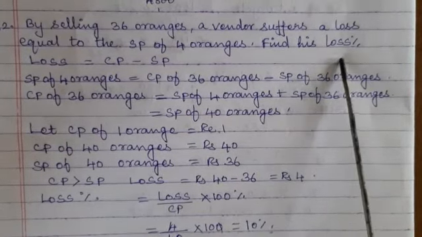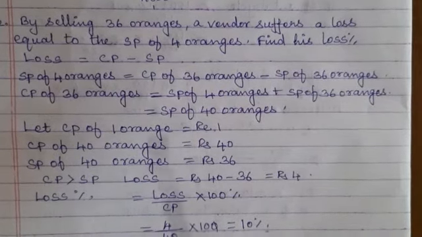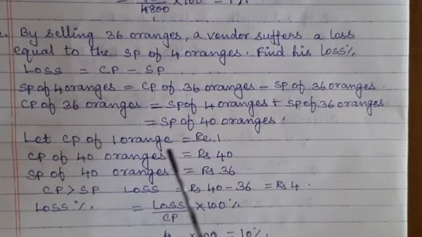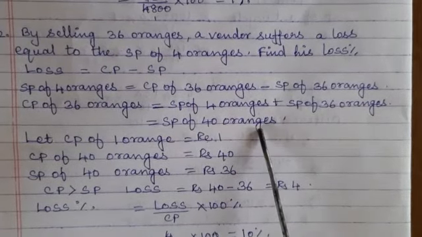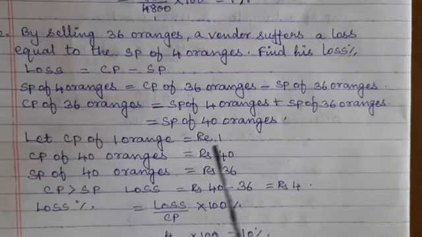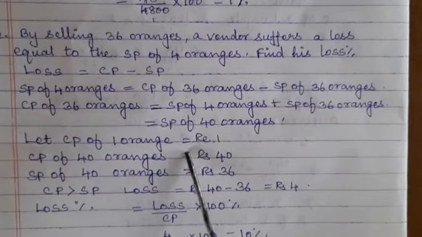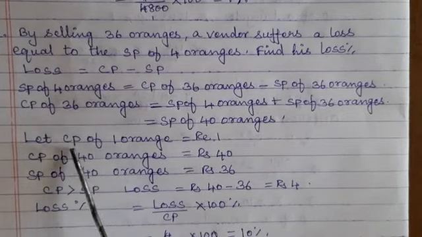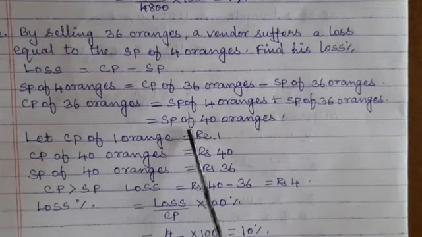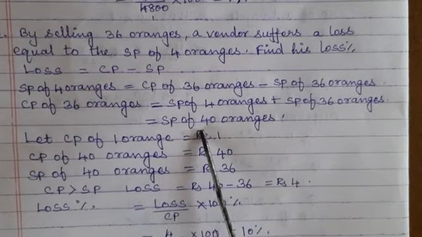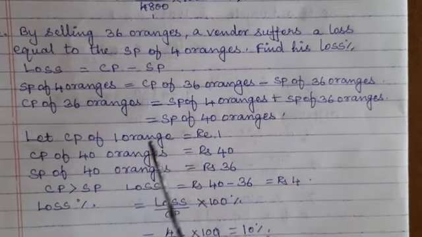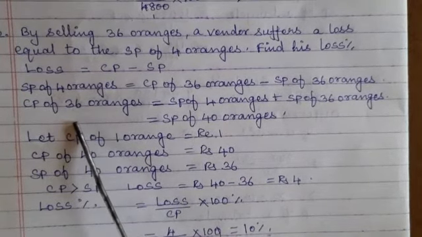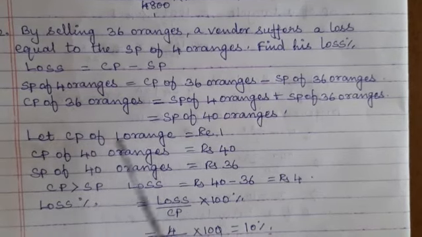Now we have to find his loss percent. Now we will write it. We will assume any one as a value: you can assume CP as 1 or SP of that article as 1. Here I am keeping CP of 1 orange equal to rupee 1. If I assume a CP, then we have to see the quantity of SP. Suppose if I assume SP as rupee 1, then I have to see the quantity of CP. Opposite, you have to see that.